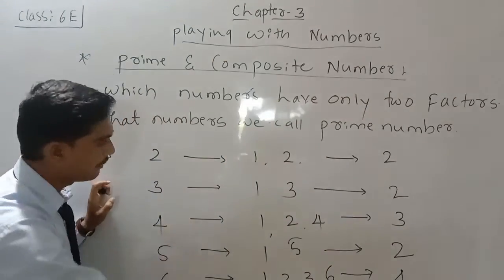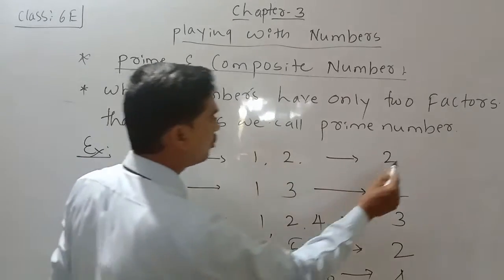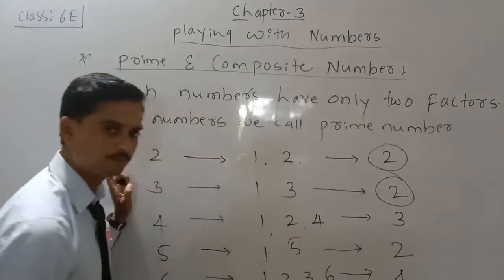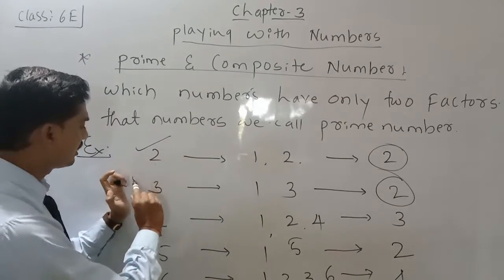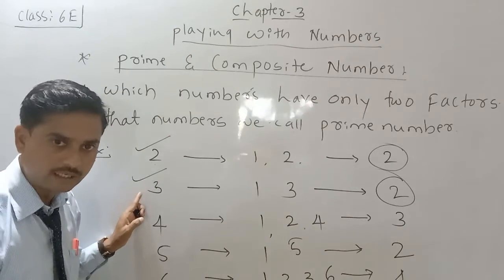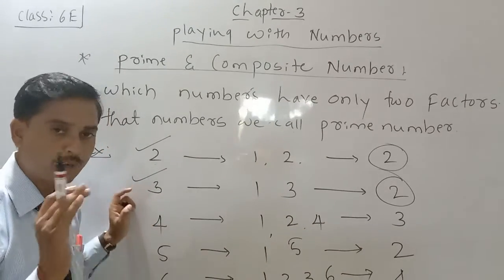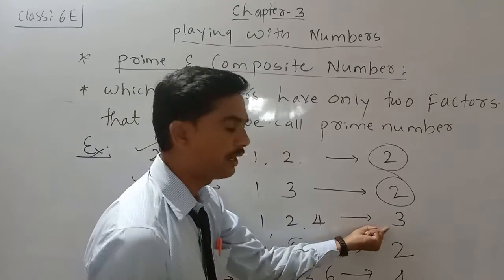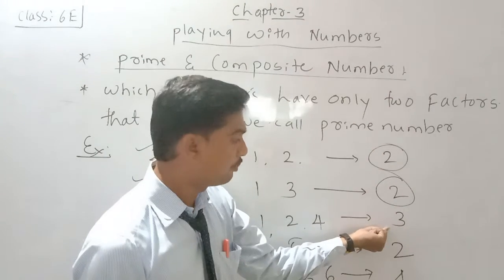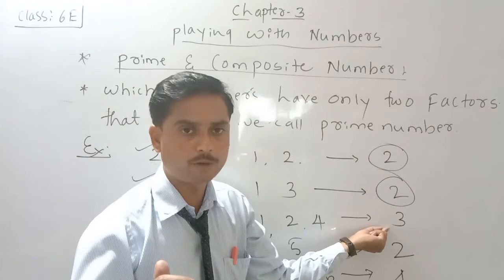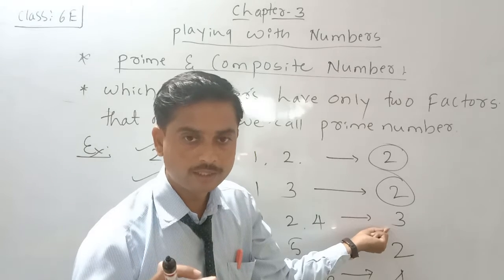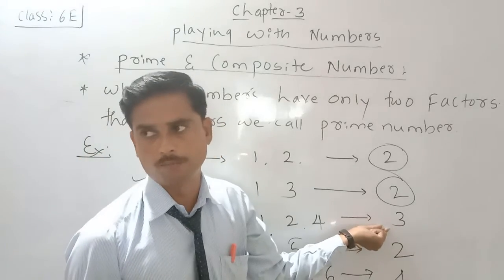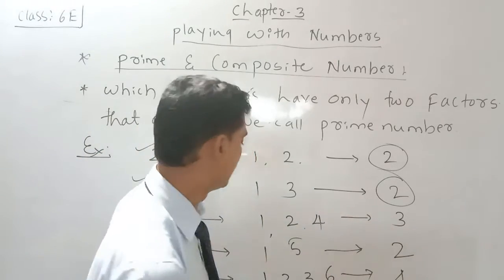Okay. Then here, which numbers have 2 factors? Sir, 2 has 2 factors. 3 also has 2 factors. And 2 and 3 are prime numbers. We consider 2 and 3 prime numbers. And how many factors does 4 have? Sir, 4 has 3 factors. Then 4 having 3 factors means 4 is not a prime number. 4 is a composite number.